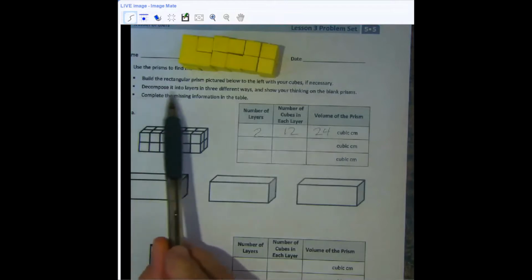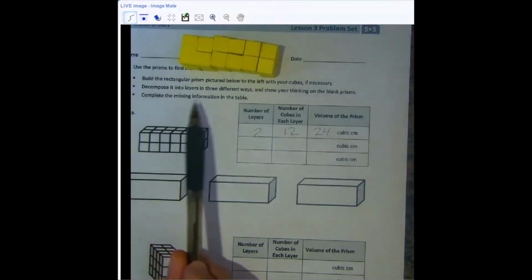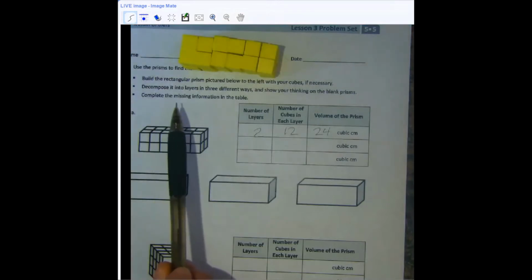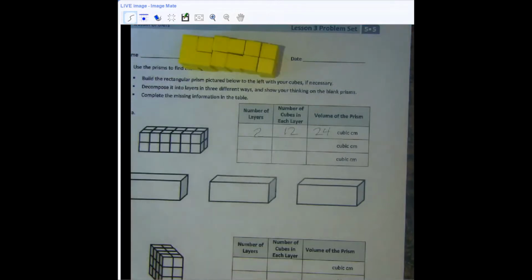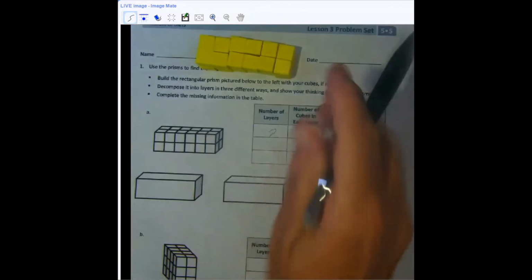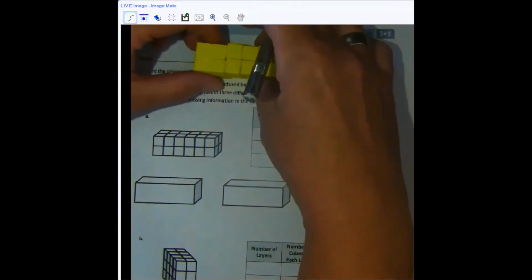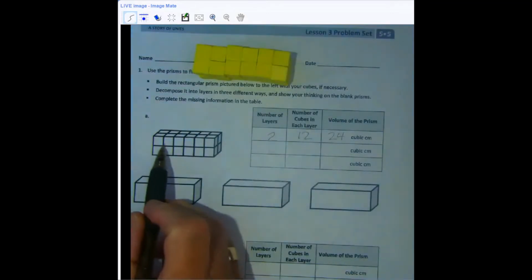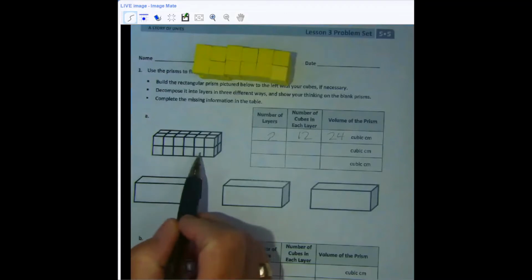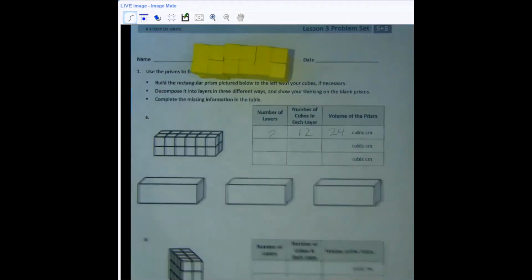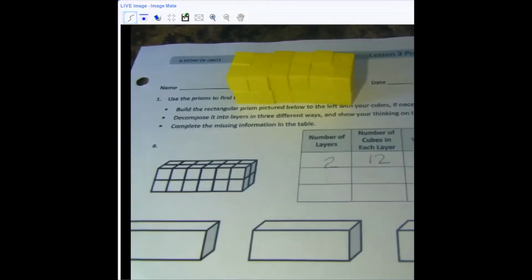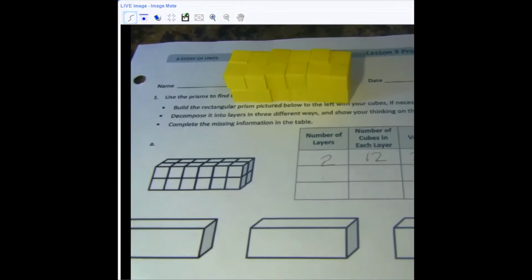And so this is asking us to think about building rectangular prisms with unit cubes and thinking about breaking it down in layers, okay? That helps us imagine volume and think about volume accurately when we think about layers. So this is my 3-dimensional drawing that I was given, and I have built the same rectangular prism with my unit cubes. Now, how did I do that?